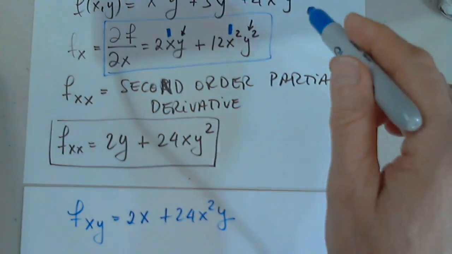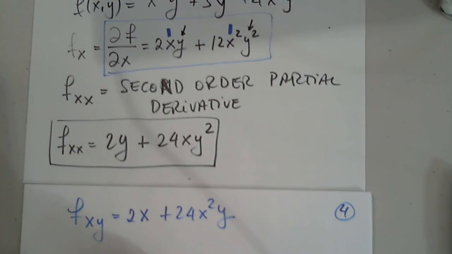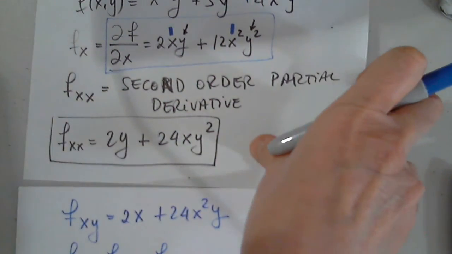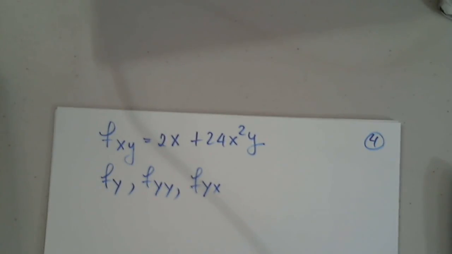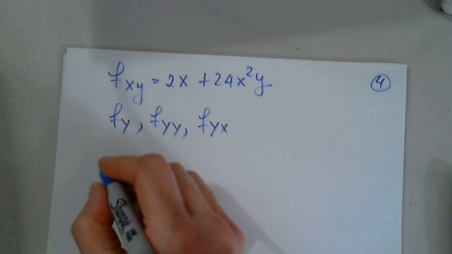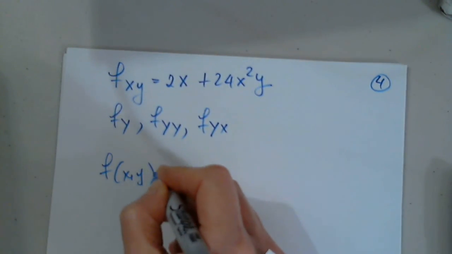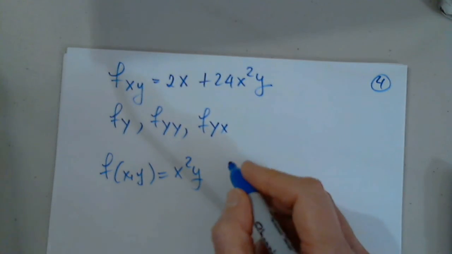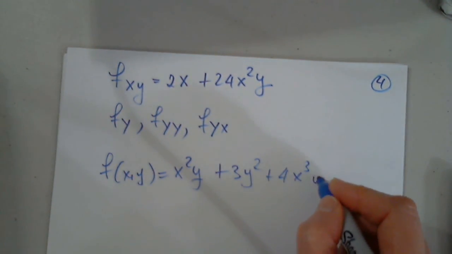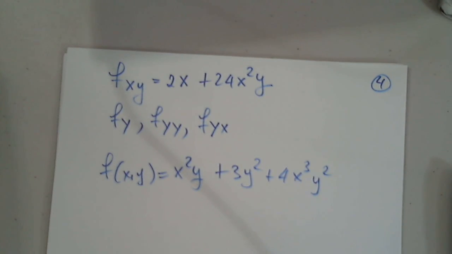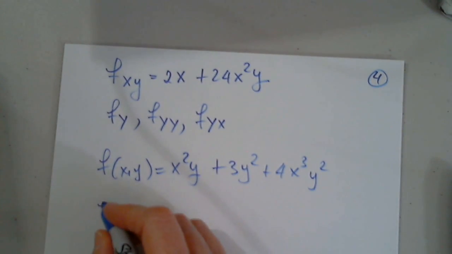Now, let's go back and differentiate with respect to y. So what I would like to do now is find fy, fyy, and also fyx, and I want you to see what's happening here. So, back to the function. Now we want to differentiate. I'm going to copy it here so I can put the page away. So the function is x squared y plus 3y squared plus 4x cubed y squared. So I copied the function. So now I would like to determine fy.